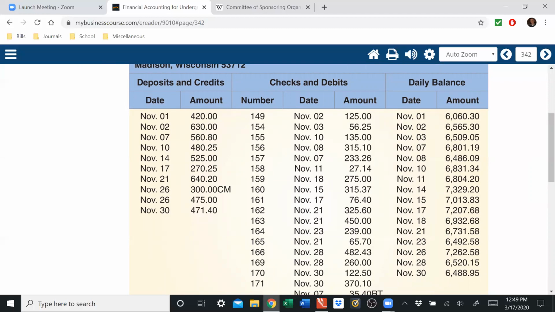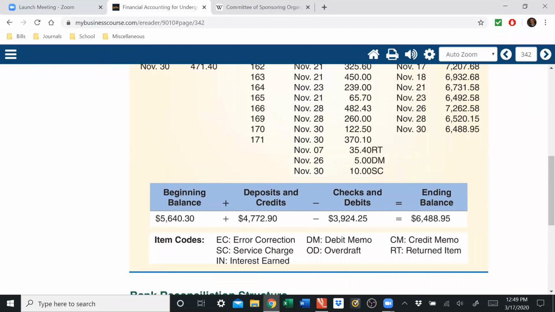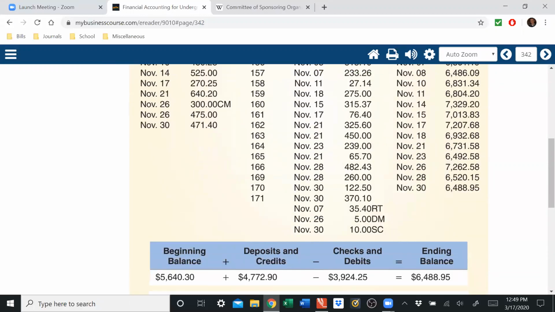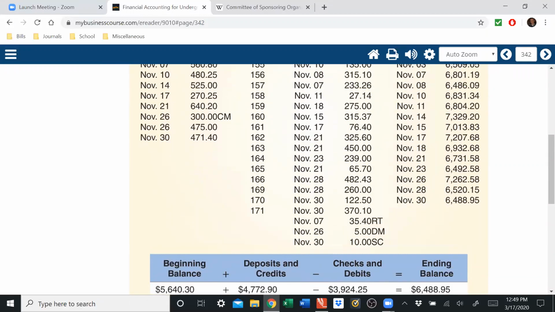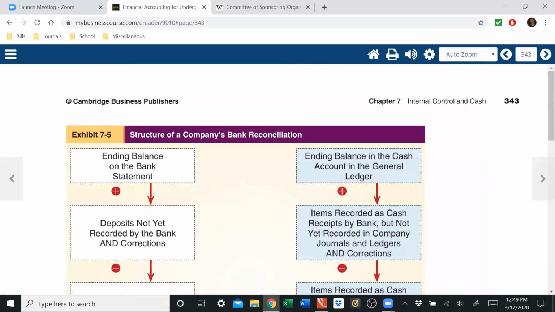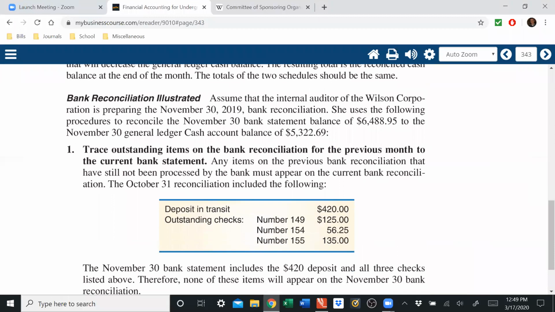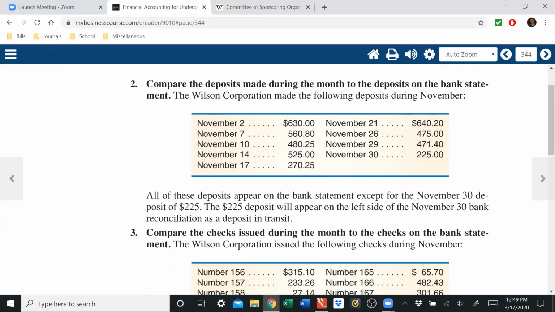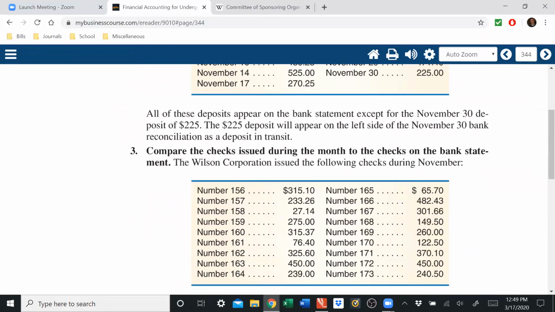So we need to add that to our unadjusted bank balance. Add deposits in transit. So we'll add $225. That's the first thing we'll do to this $6,488.95. Add $225. And then we need to go see, are there any outstanding checks?